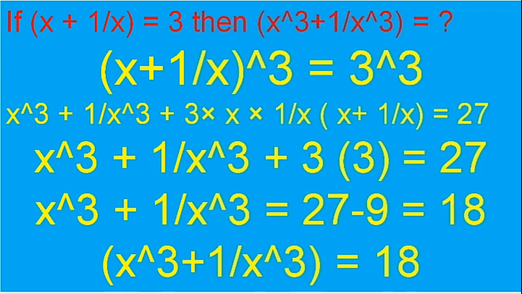So x plus 1 by x whole cube equals 3 cube. So x cube plus 1 by x cube plus 3 into x into 1 by x into x plus 1 by x equals 27. So we know x plus 1 by x equals 3. Once you solve, x cube plus 1 by x cube, you will get 18. Very simple question, isn't it?